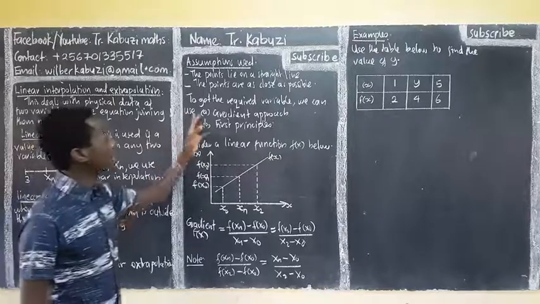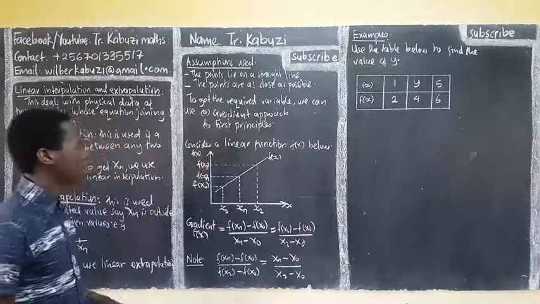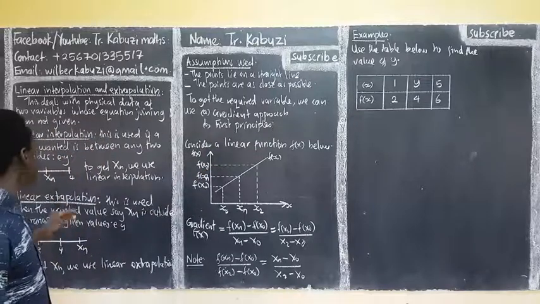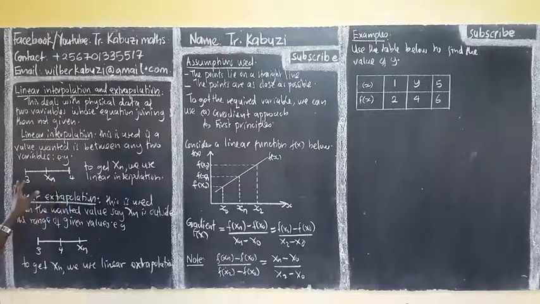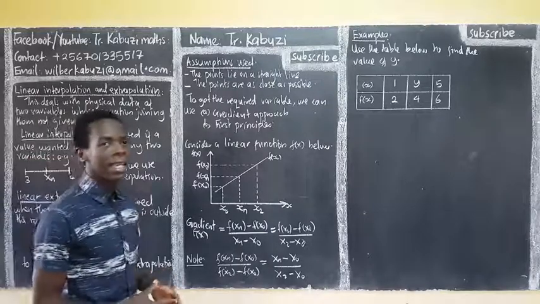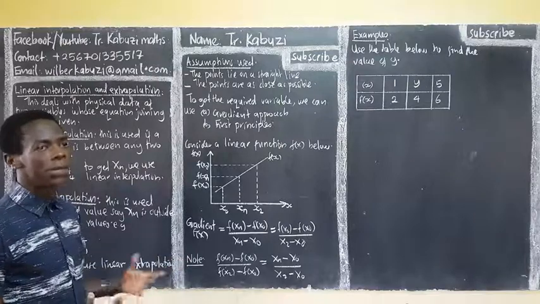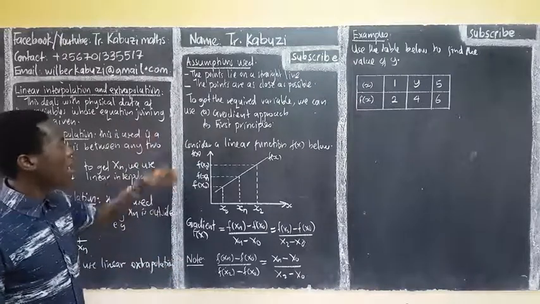Then to get the required variables, we can use the gradient approach or the first principles. Why do we use the gradient approach? Because we assume that all these points lie on a straight line, so you can easily use the gradient or the first principles. You know how we use the first principles when we are getting gradients.